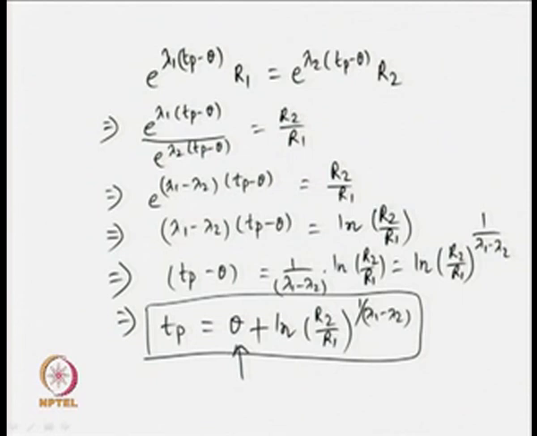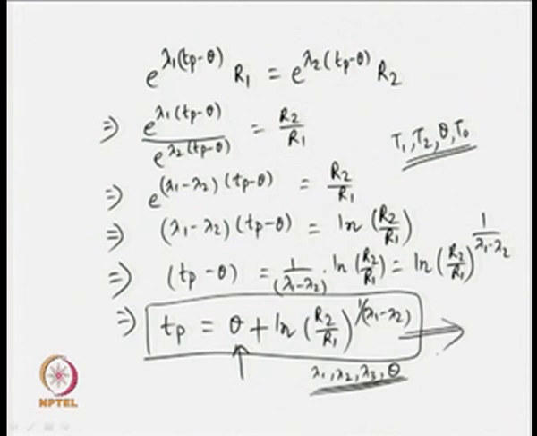So, basically the number of unknowns when you are using T p are lambda 1, lambda 2, lambda 3 and theta. So, theta comes into the picture if the aim is to identify the 4 unknowns T 1, T 2, theta and T 0. In that case, the expressions for the peak amplitude and the negative peak amplitude can be made use of.